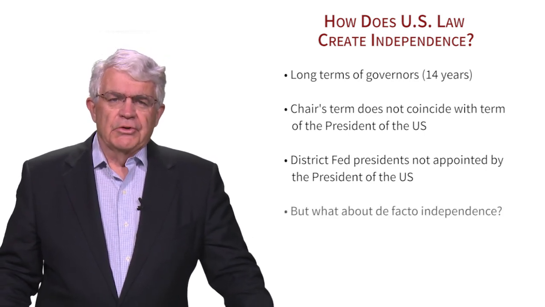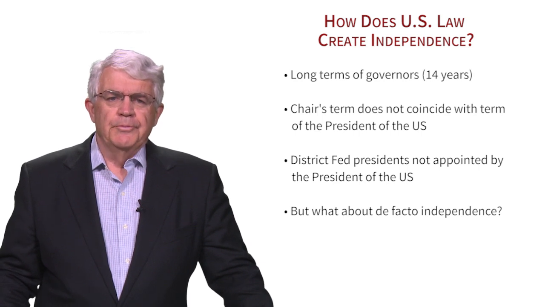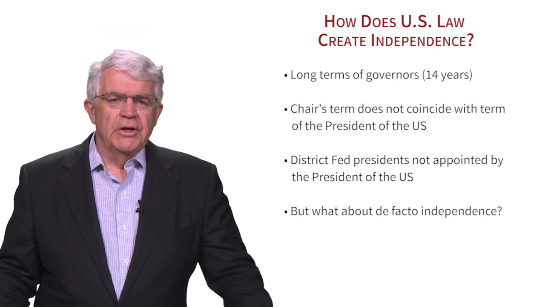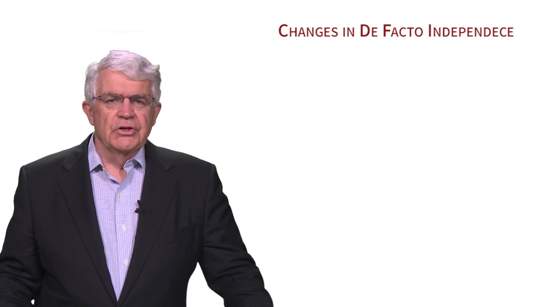These are all examples of what people would call de jure independence. The law is creating that. But de facto independence can vary from time to time, and that's why it's important to look at what's going on with policy, not just what the law is, but what's actually happening, that is de facto independence. And a quick history of the U.S. shows there's been quite a few changes in de facto independence over time.